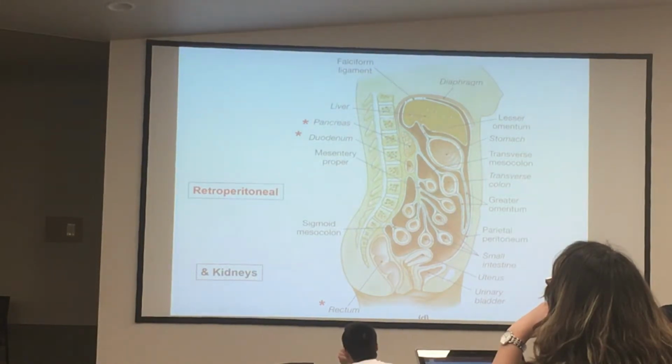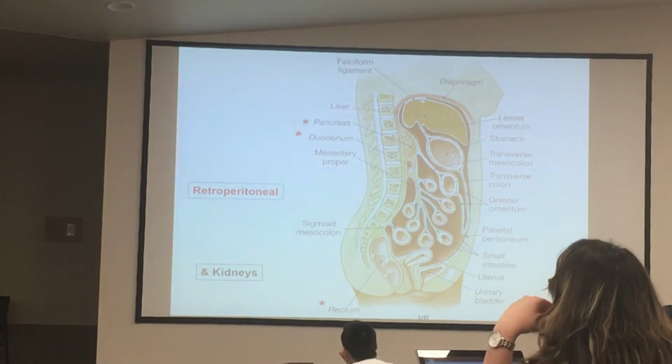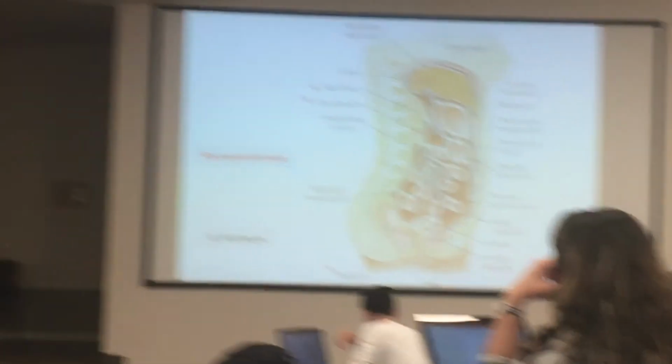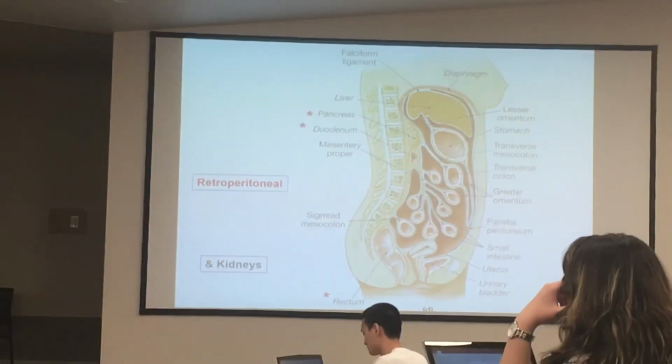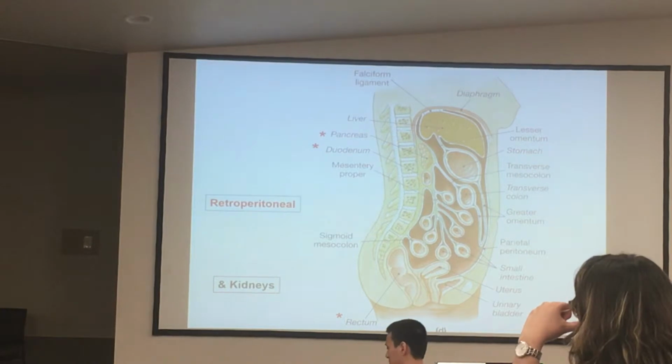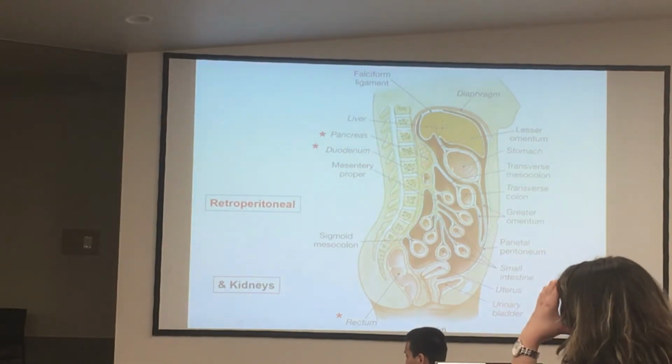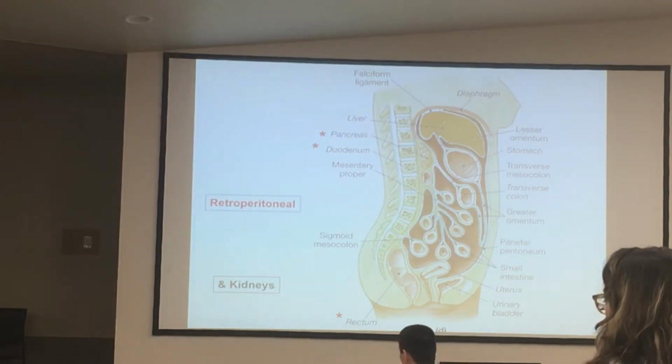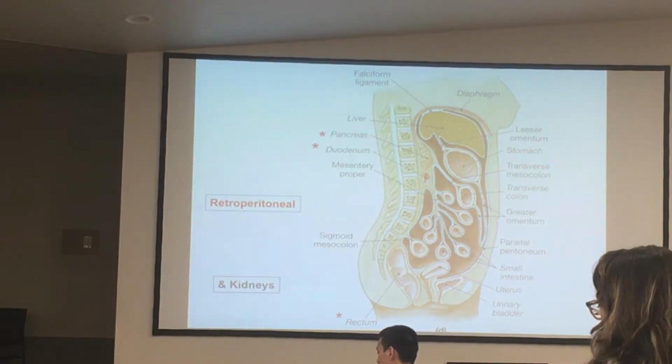On the top is the falciform ligament. Okay, hold it. And it's not only the Y shape we call coronary ligament. It also goes to the middle of the liver, and it connects the next part with the stomach. And in between we call the lesser omentum. Lesser omentum here. And here's the stomach.